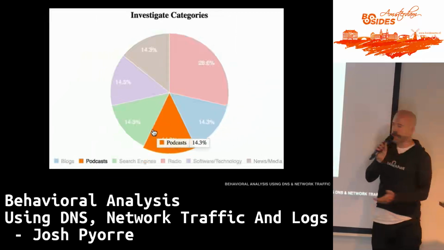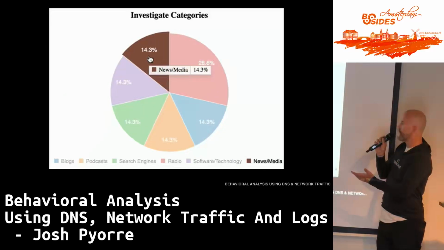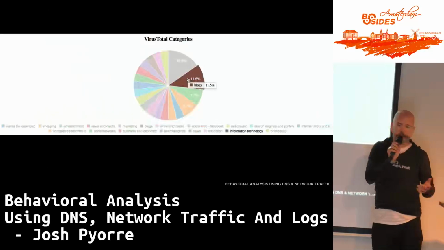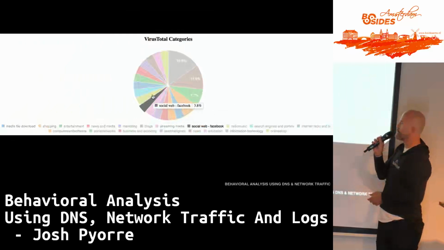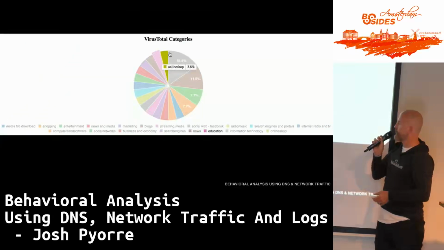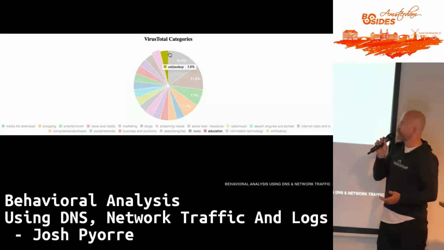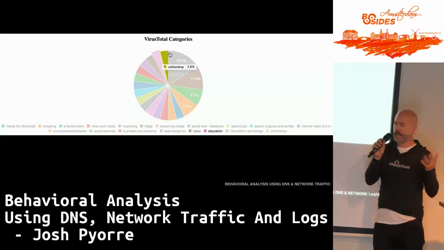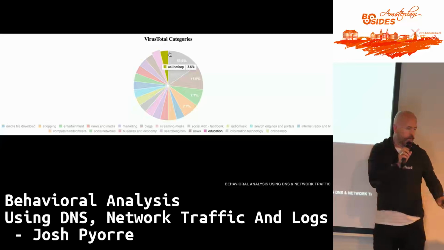This is more interesting. You can do the Investigate categories. You've got this percentage of software technology, this percentage of news media. And you can go with VirusTotal categories, which provides a lot more information. I guess they have a better way of categorizing. I'm trying to find an open source categorization that is wider and also freer.